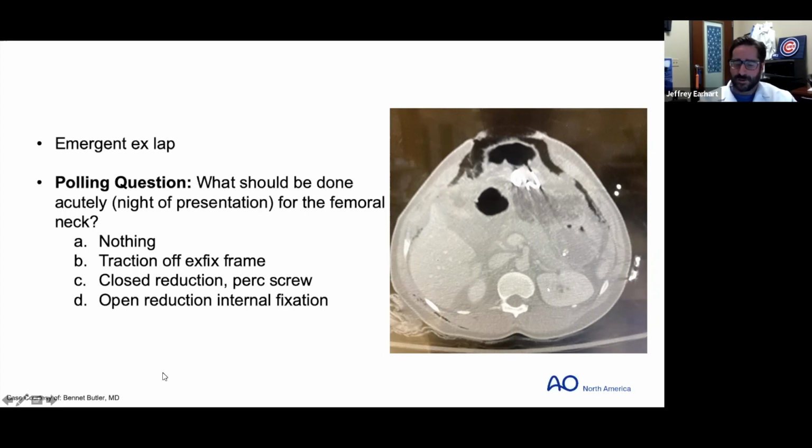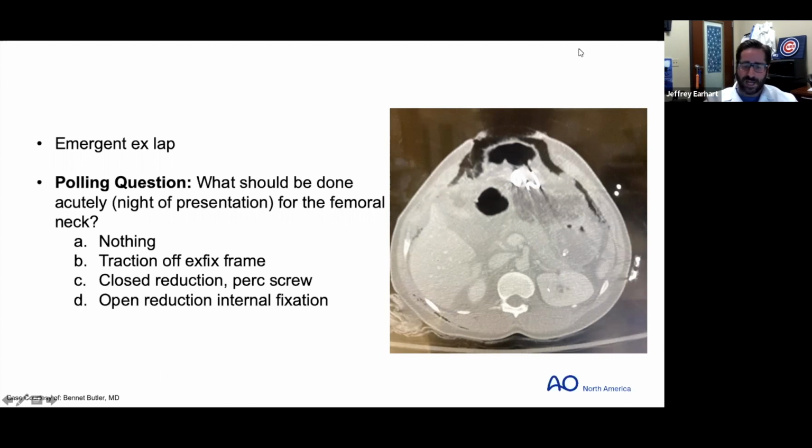So I'll be honest, this isn't my patient. This came from a friend of mine in Chicago, and I'm sort of with the two that voted for hanging traction off the X-fix frame. And I think it just sort of depends on how the patient's doing in the OR and how quickly you can do anything else stabilizing. The goal of care the night of is truly to stabilize. It's not to make it perfect. D is absolutely inappropriate in this clinical setting. I think A is also inappropriate to leave that hip completely unstable. So really it boils down to B and C.